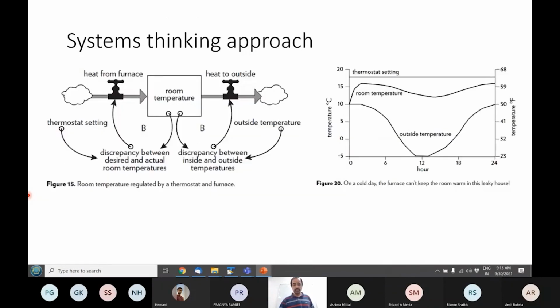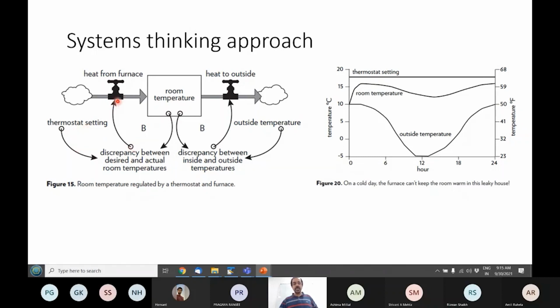Here are some examples that it talks about. This is how a thermostat, for example, functions. You have a thermostat setting, and you're continuously measuring the room temperature, and you're looking at the difference between the actual room temperature and what you have on the thermostat.